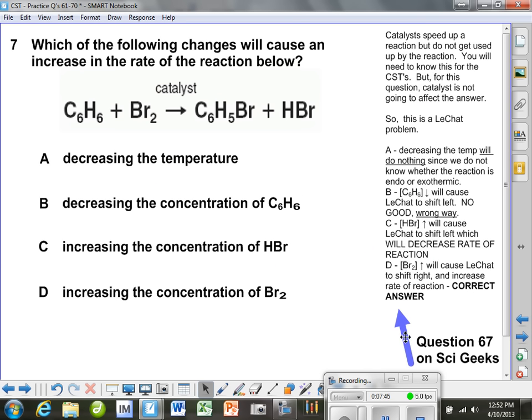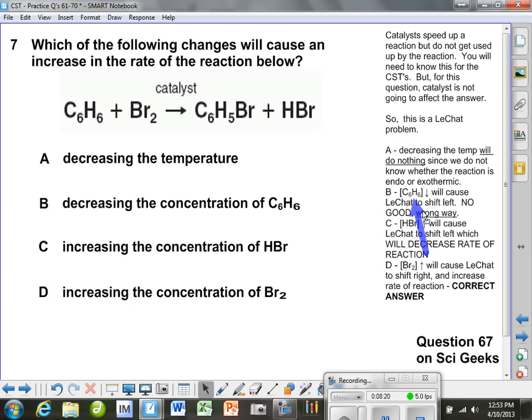The catalyst is irrelevant in this question. And up here I just gave you a description of catalyst which you can read. Decreasing the temperature. Now you see this is a Le Chatelier problem. So decreasing the temperature has no effect because we don't see exo or endo. We don't see heat. We don't see delta H. None of that stuff's there. So Le Chatelier isn't going to be able to do anything in this reaction.